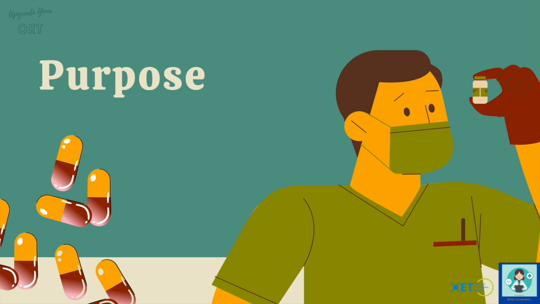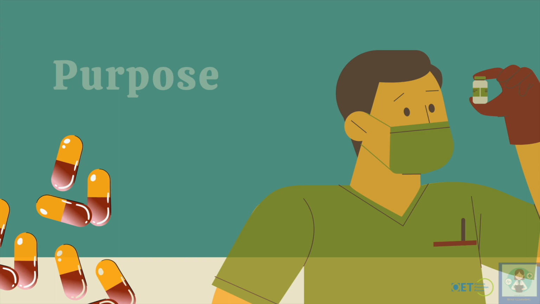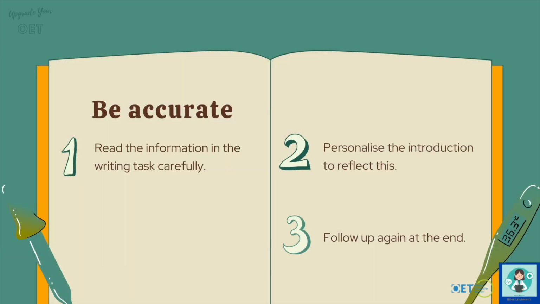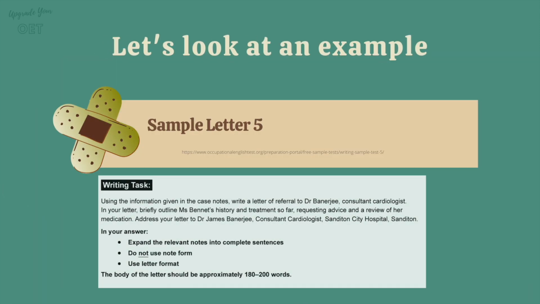Okay, then, so purpose. Remember, this means that the reader takes a look at your opening paragraph and knows what it's about. They know if this is urgent, if it's a referral, if it's a discharge, just from your opening lines. And remember, be accurate. Read the information in the writing task carefully. So they'll always tell you what you have to do. Read that, find out how many things they're asking of you. Is it one? Is it two? Is it three? Make a note of that. Personalise the introduction to reflect this, and then follow up again at the end. Let me show you what I mean.